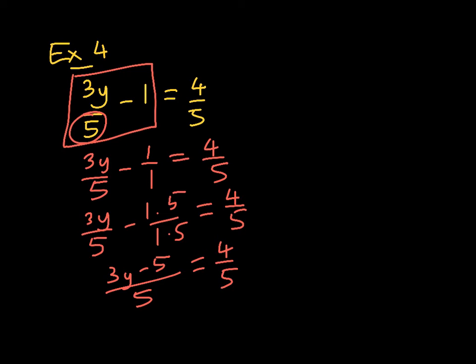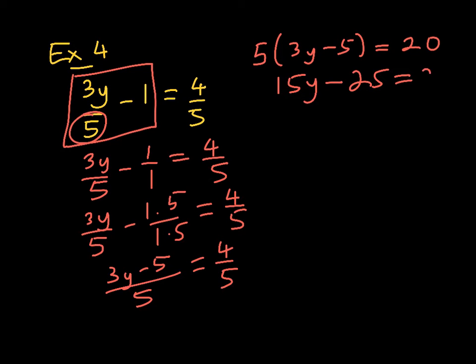Okay, so now what are we going to do? Now we're going to cross multiply just like we've always done. Remember, 5 goes to the 3y minus 5, and then 5 and 4 are multiplied together. So this becomes 5, and we put the 3y minus 5 in the bracket because you want 5 to affect both of them. So 5 times (3y minus 5) is equal to 4 times 5. That gives us 20. So 5 times 3y, that's 15y. 5 times negative 5, that's negative 25, is equal to 20.